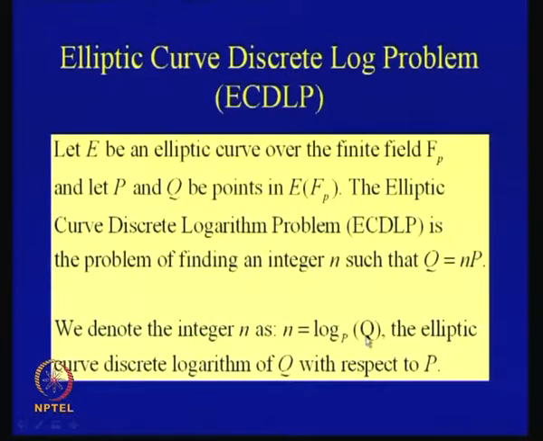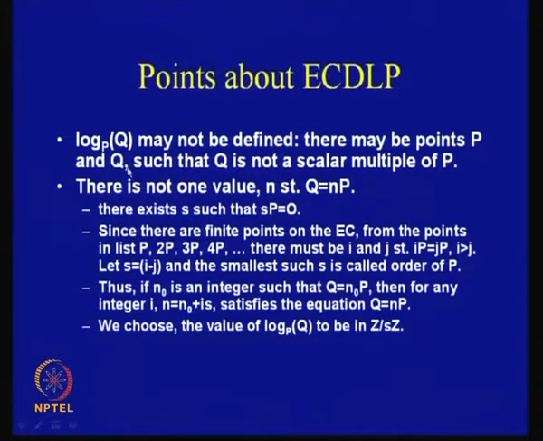One of the things is that this log Q base P may not be defined. That is, you may choose two points Q and P such that this log Q base P is actually not defined. Why? Because it is not necessary that you will always find that Q and P maintain a relation, that is, Q equals n times P. It may be that there are two points for which Q is never equal to n times P for any integer n.